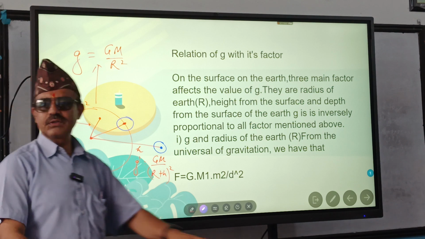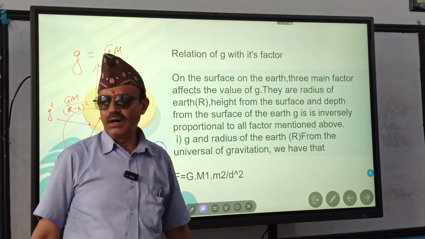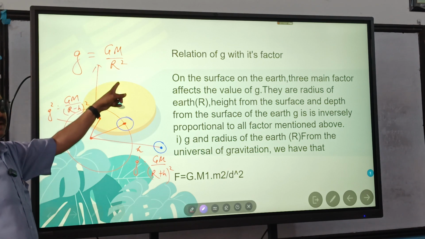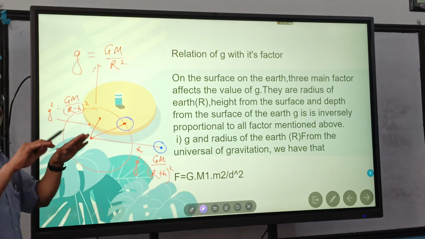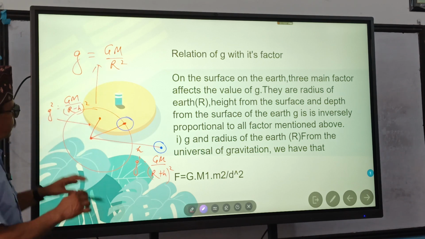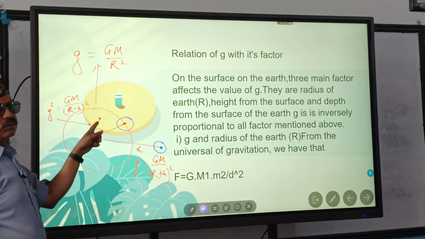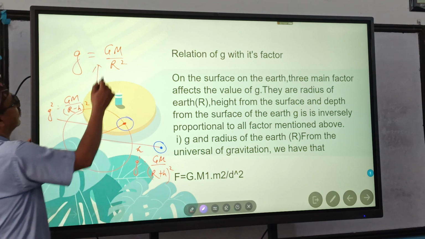So if we remain on the surface of the earth, which formula is applicable? g equals GM by R square. So if any object lies inside the ground, then which formula is applicable? GM by (R minus H) whole square, right? So here, what is G?